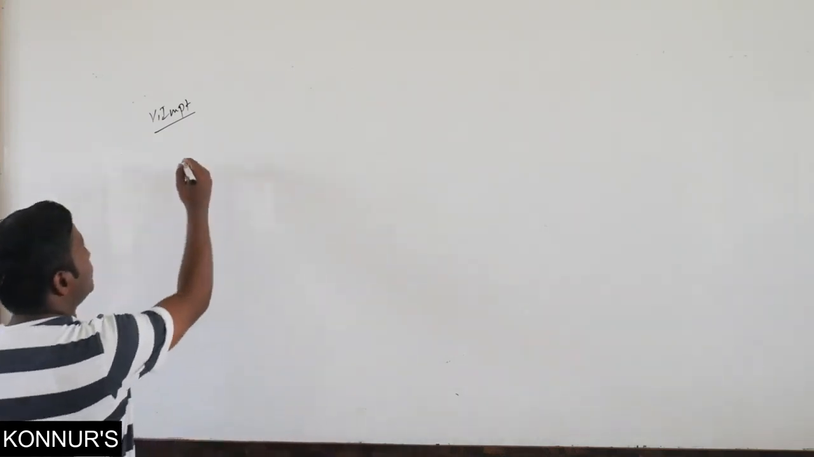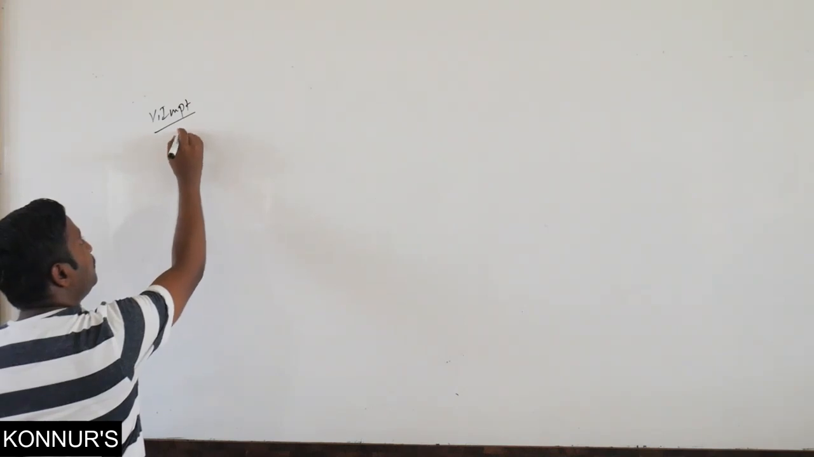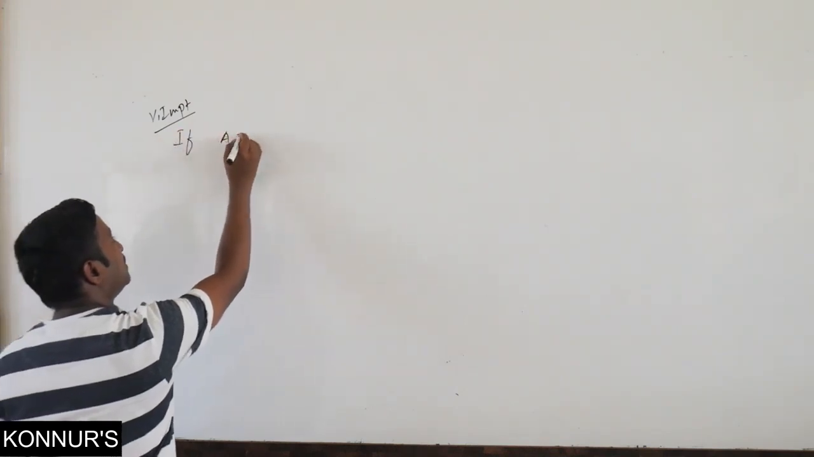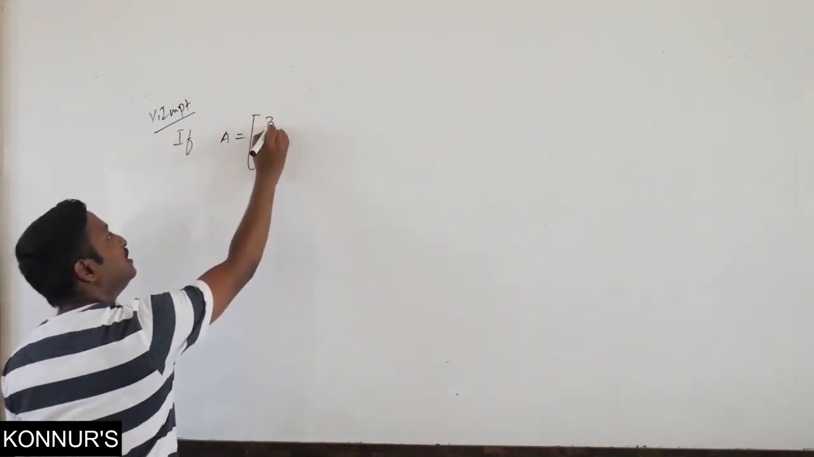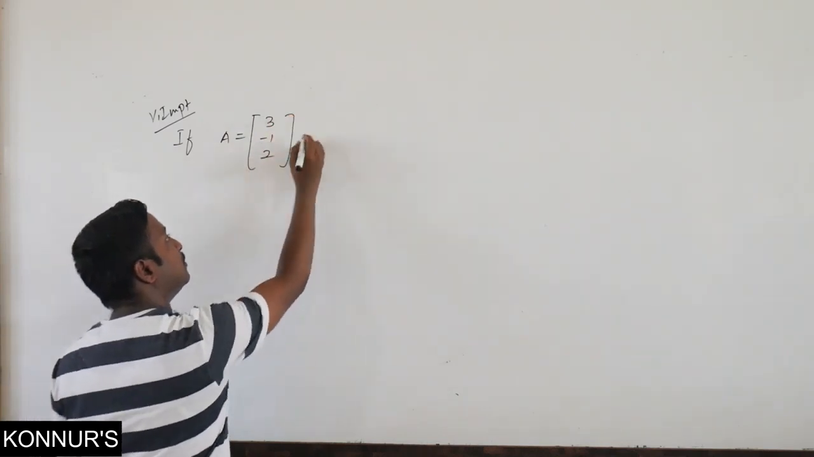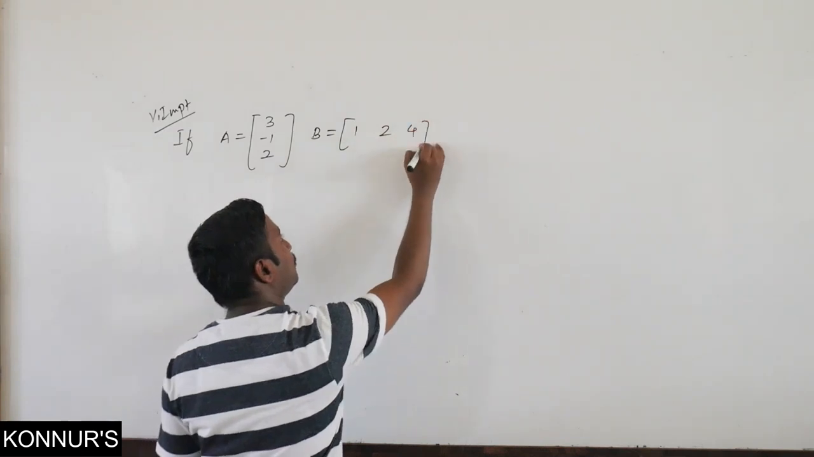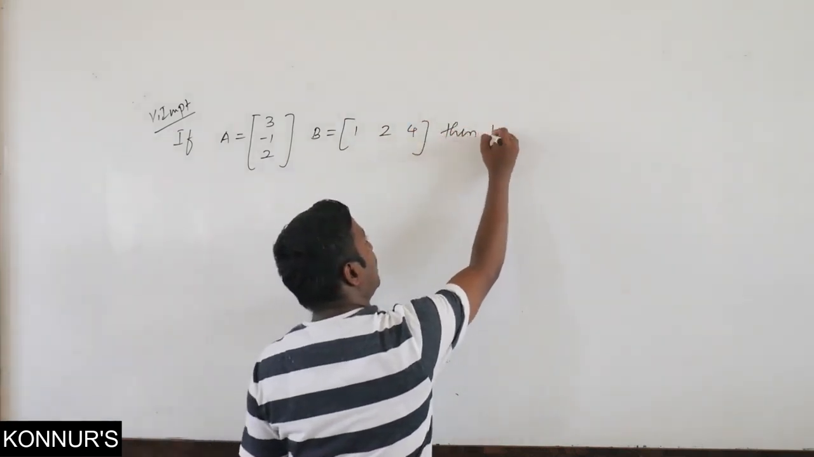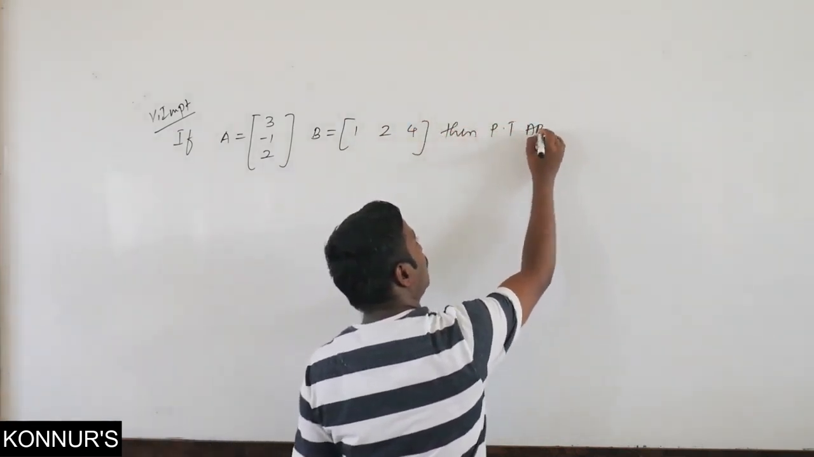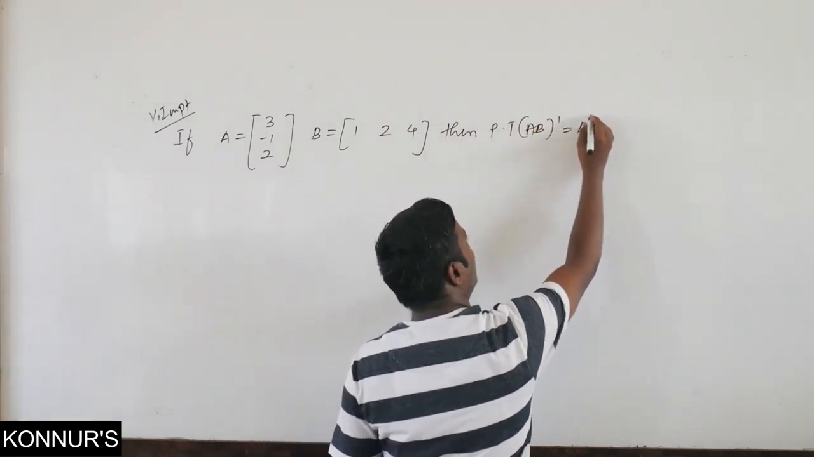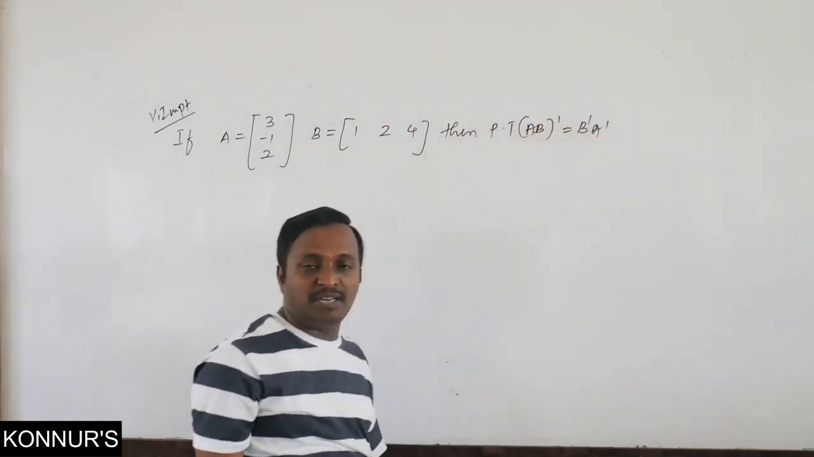Let us look at this now. What happens if A matrix is 3, minus 1, 2 and B matrix is 1, 2, 4? Then prove or verify that (AB)' is equal to B'A'. I am saying this question repeatedly.